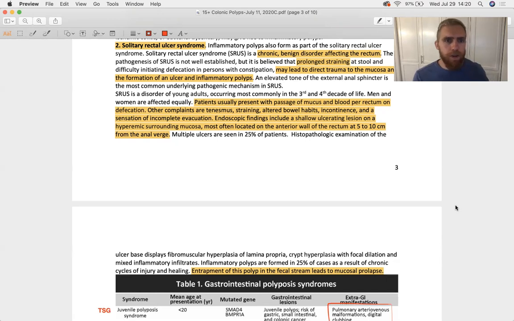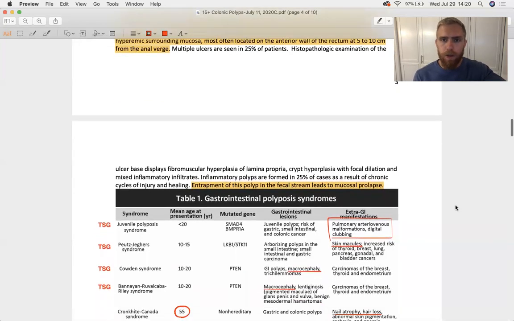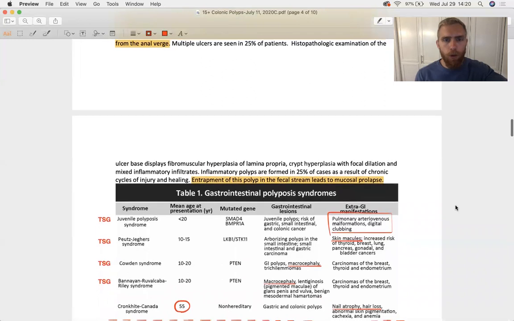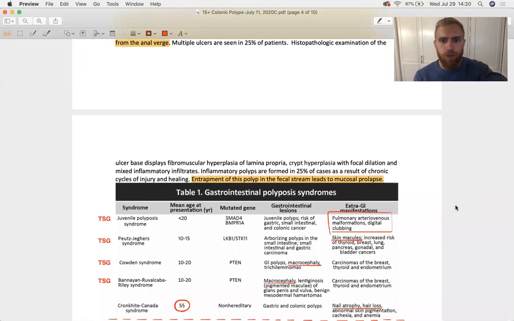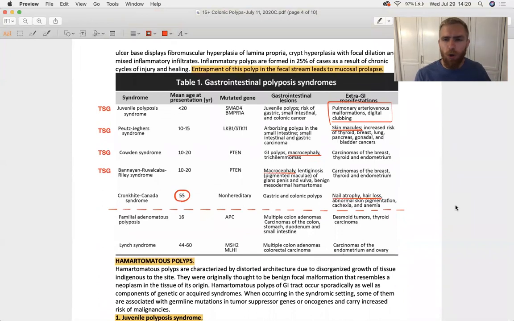So endoscopically, in this solitary rectal ulcer syndrome, you see a solitary ulcer, shocker, and it's most often on the anterior wall of the rectum, 5 to 10 centimeters from the anal verge, which is an important landmark. We'll get there at the end of this lecture. Multiple ulcers are seen in a quarter of patients. The histology is not too important because this is the only thing in this SDL that really ulcerates the colon.